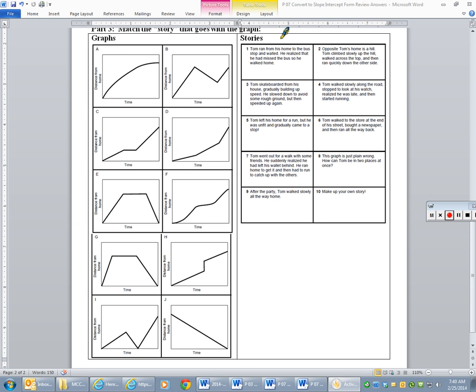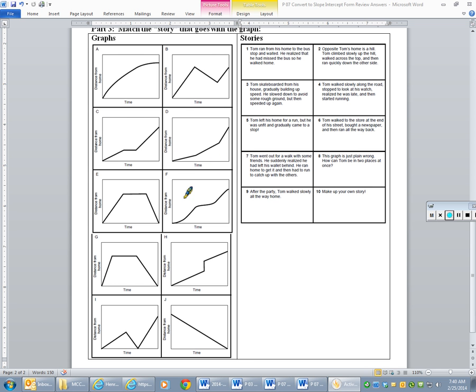So let me just draw a little line there. Let me pick a different color. Maybe I should use these dark colors. Here we go. Alright. Tom skateboarded from his house, gradually building up speed. He slowed down to avoid some rough ground, but then speeded up again.